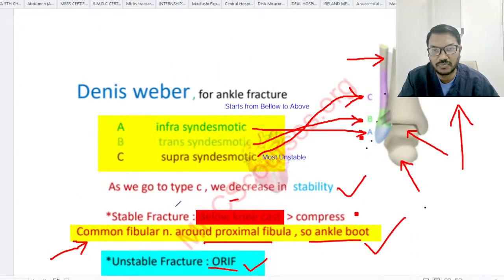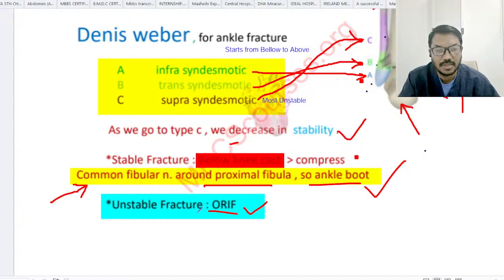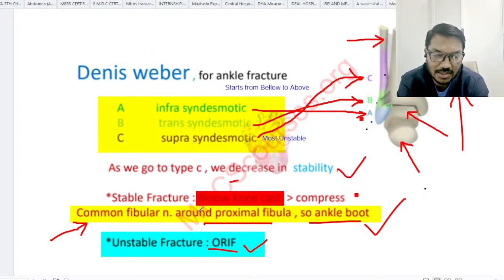Now, Danis Weber classification for ankle fracture. Very important. You can see they classified the fracture as A, B, and C. A starts from below, then slowly it goes up. A, B, C, so it starts from below to above. A is infrasyndesmotic. Here, this is which bone? Fibula, and this is tibia.